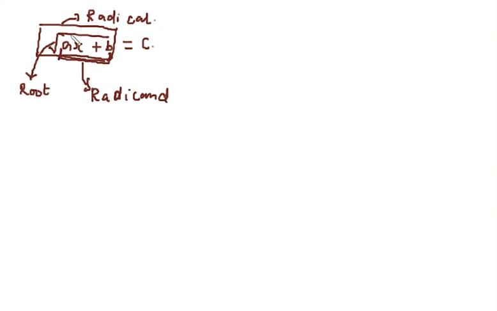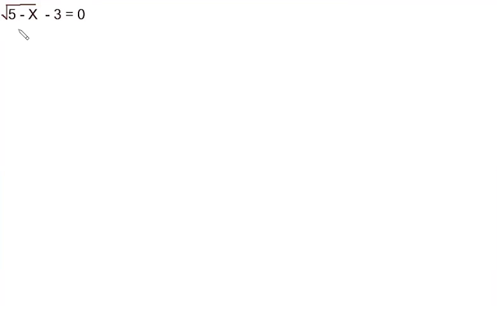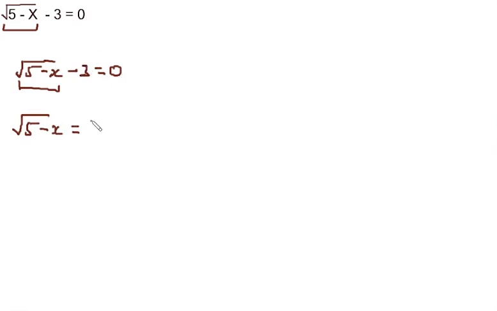So let's quickly get into problem solving so that you understand radical equations more. For our first example, we have the square root of 5 minus x, and then minus 3. When you are given a radical equation like this, the first step is to isolate the radical. So this is the radical and we have to isolate it. This is the original question. To isolate this radical, I'll be moving minus 3 over to the other side of the equation. So I'll have the square root of 5 minus x is equal to, minus 3 crossing over to the other side is 3.